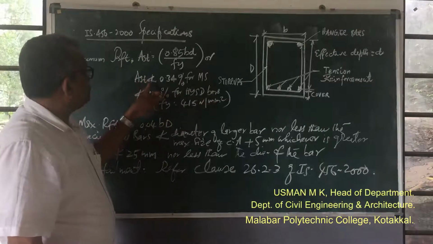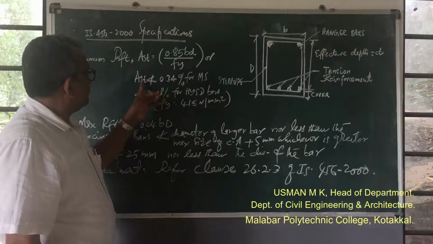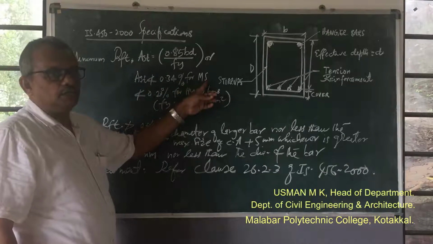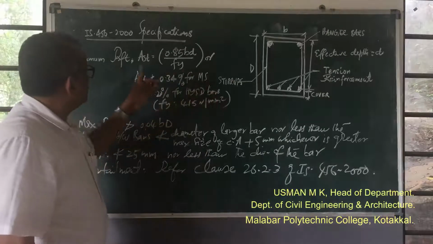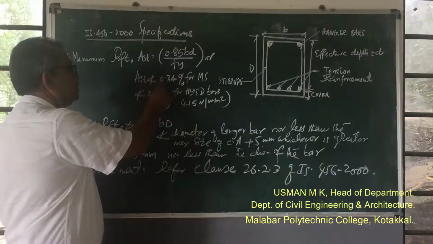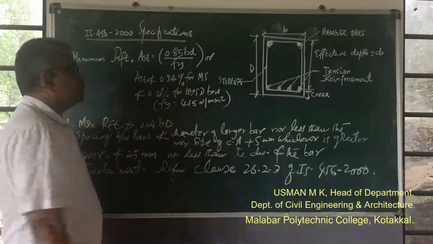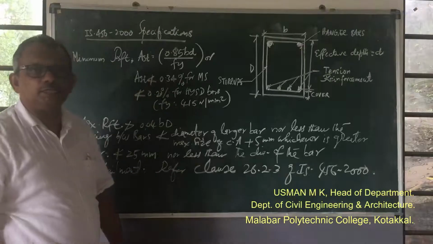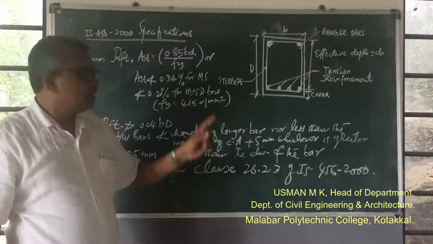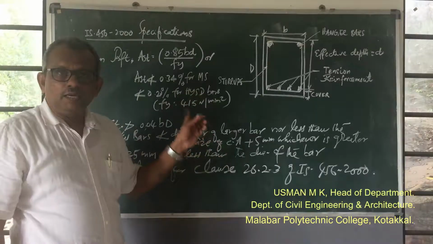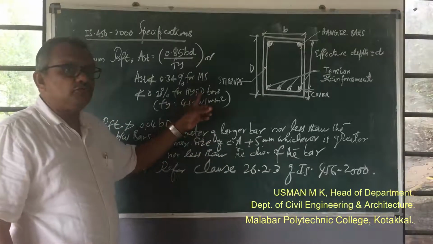And that Ast should not be less than 0.34% for MS bars. For mild steel bars, the Ast value should not be less than 0.34% for mild steel bars and 0.2% for HYSD bars. What is HYSD? High yield strength deformed bars.